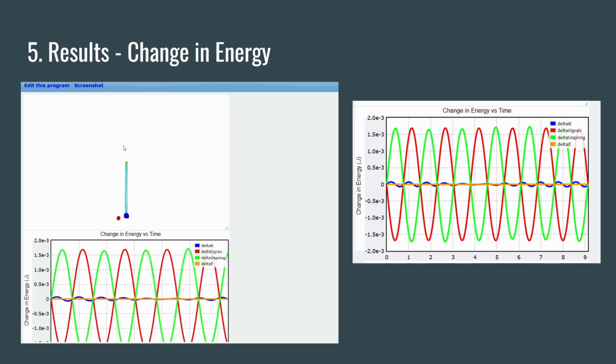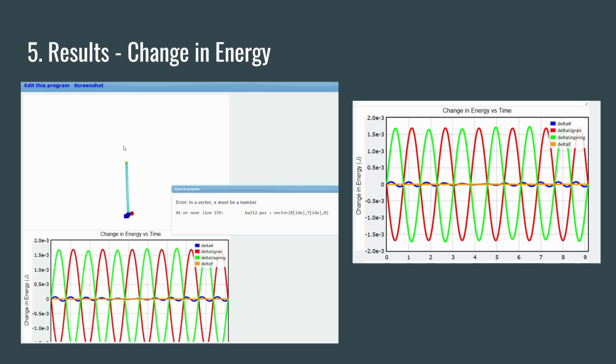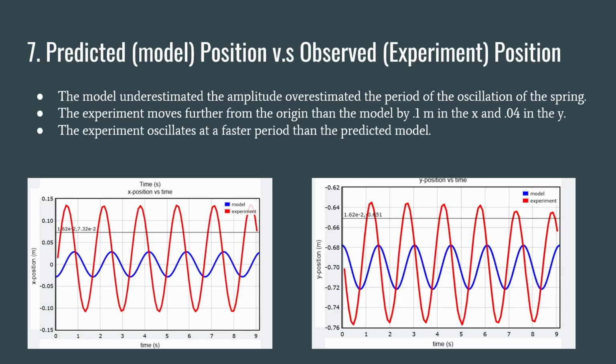We see in the change in energy graph on the right that the sum of all of the energies equals 0, which means that our energy principle holds true. When we compare our predicted, or model, position to our observed, or experimental, position, we see that the model underestimates the amplitude and overestimates the period of oscillation of the spring. The experiment moves further from the origin than the model by 0.1 meters in the x and 0.04 in the y, and this experiment oscillates at a faster period than the predicted model.